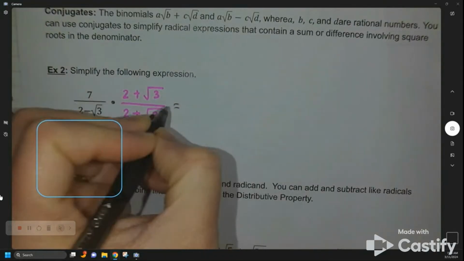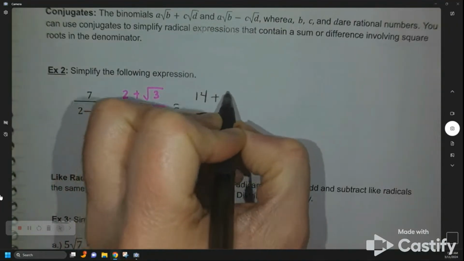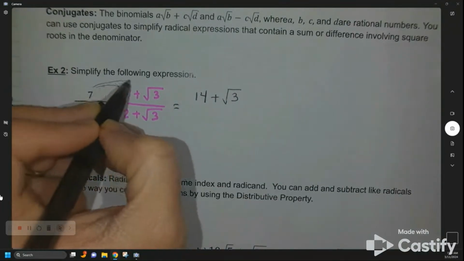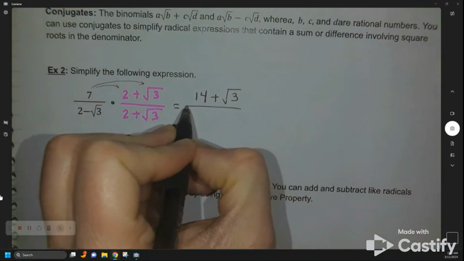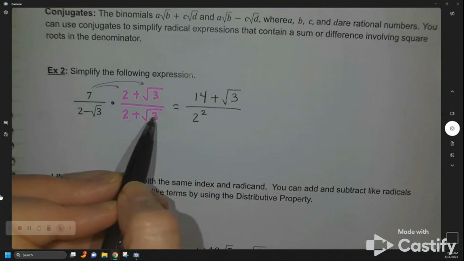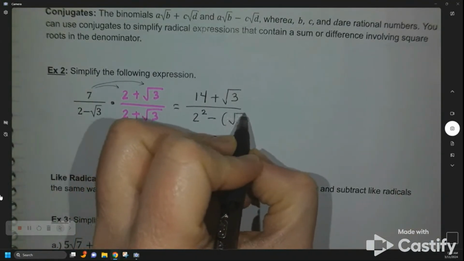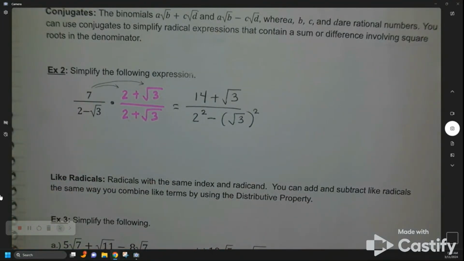So 7 times 2 is going to give us 14. And 7 times the square root of 3 is going to give us plus 7 times the square root of 3. So it's essentially like multiplying using the distributive property. Then on the bottom, we've got 2 times 2, which is 2 squared. And then negative square root of 3 times the positive square root of 3. So that's minus the square root of 3 squared, right? Because I've got 2 square roots of 3, so I'm taking that and squaring it.